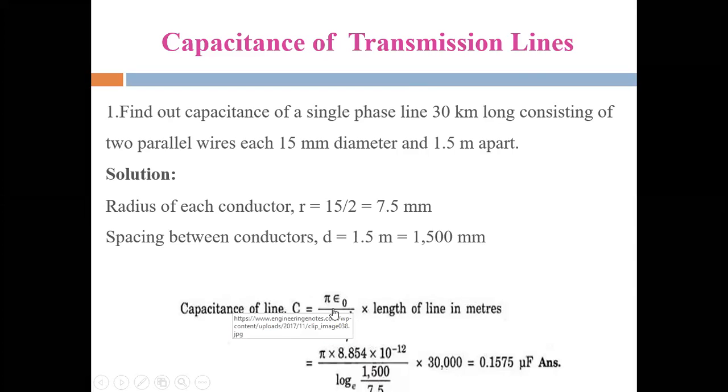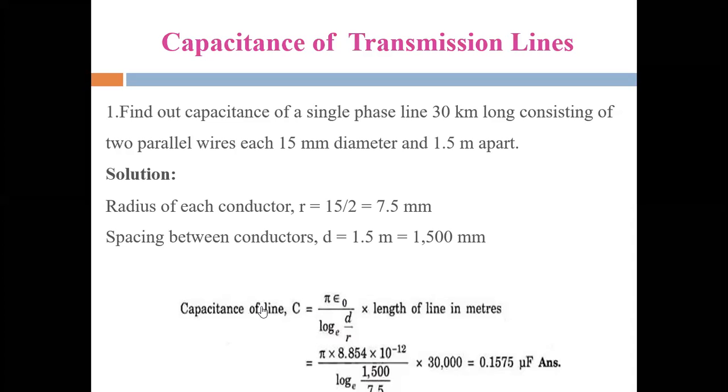Next we calculate the capacitance of a single-phase overhead transmission line. This is the given problem. In that we have the diameter and the radius, the diameter and the distance. Then we calculate the capacitance of the single-phase overhead line.